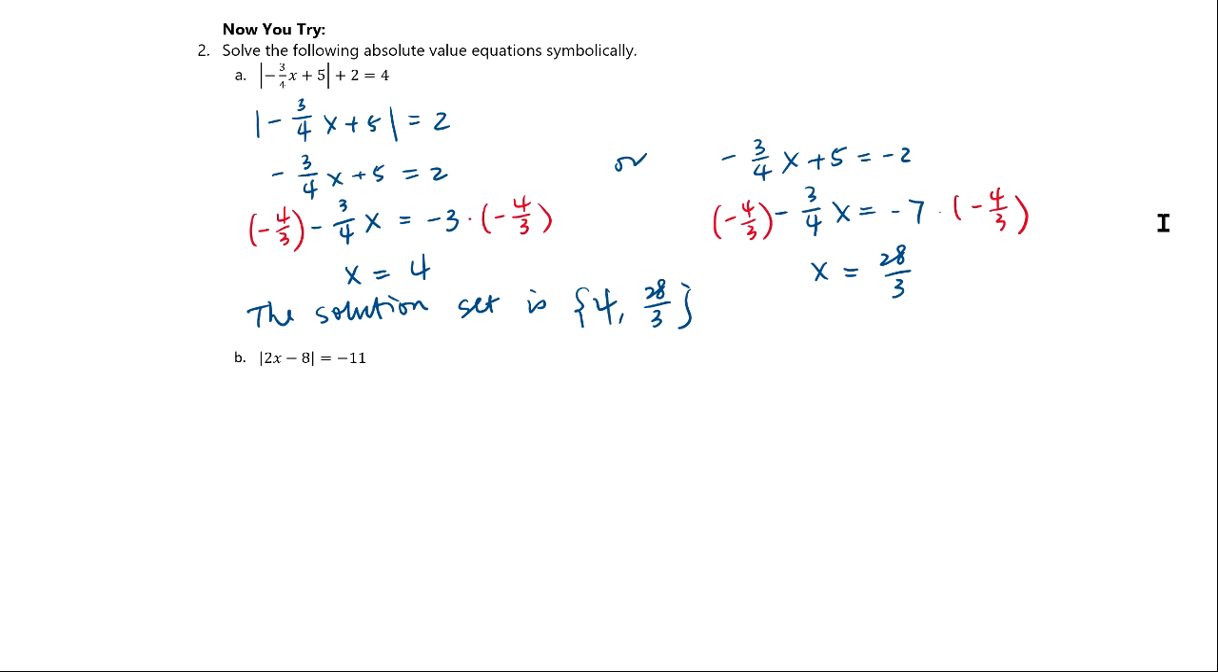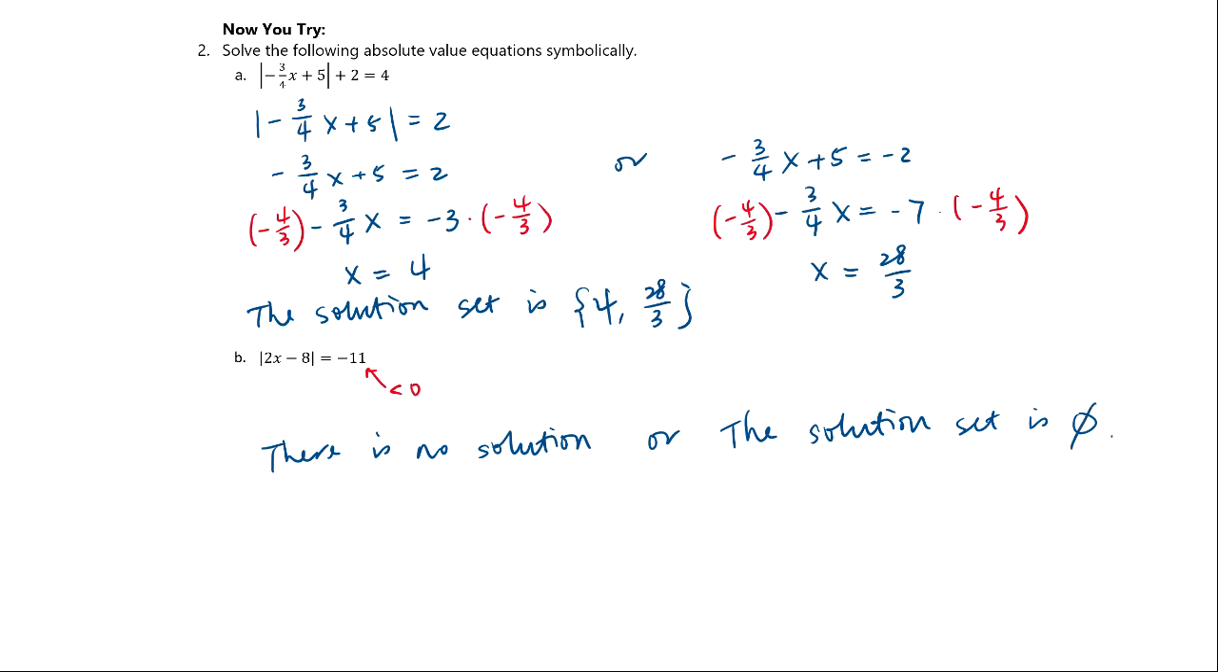And lastly, for part B, I hope when you look at this problem, you noticed pretty quickly that we have a scenario where the absolute value is equal to a negative value. Because this is less than 0, it's impossible for the absolute value to be less than 0, so there is no solution, or the solution set is the empty set. You can choose whichever statement you want to say. And that's how we solve this type of absolute value equation.